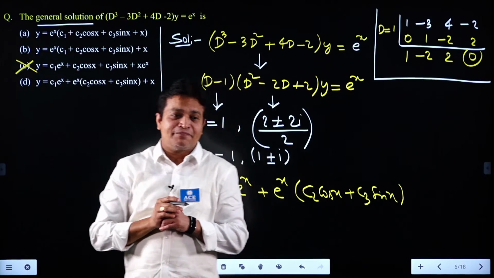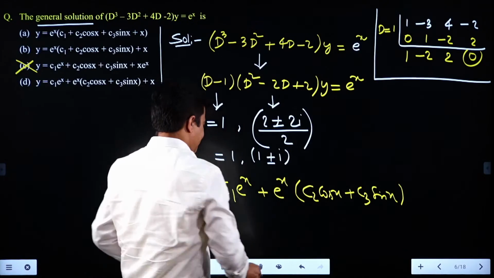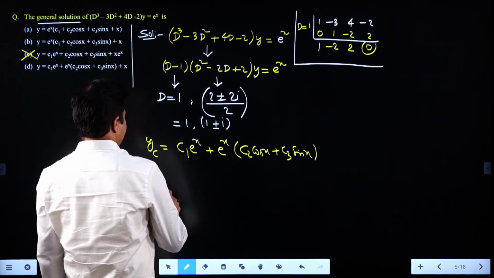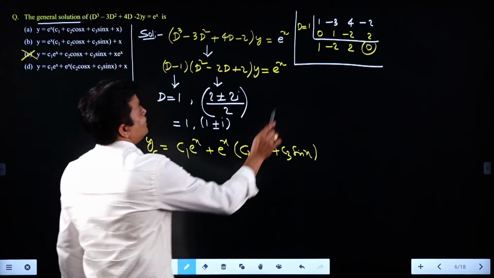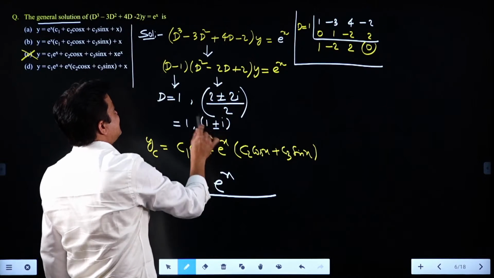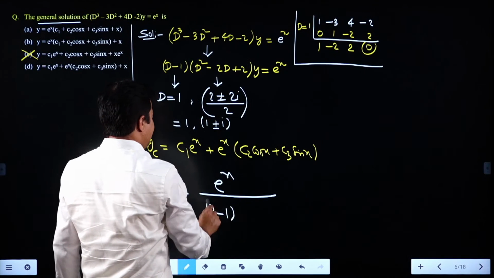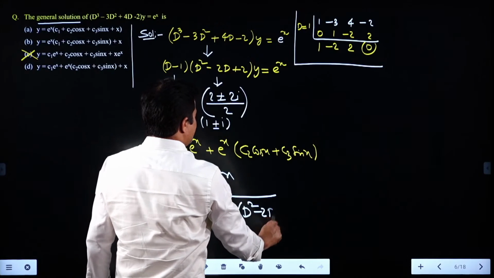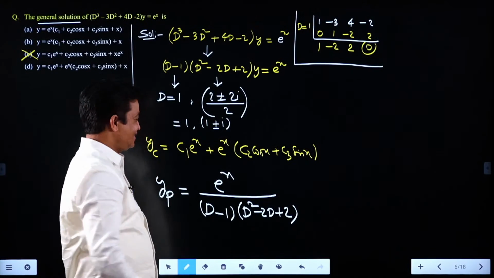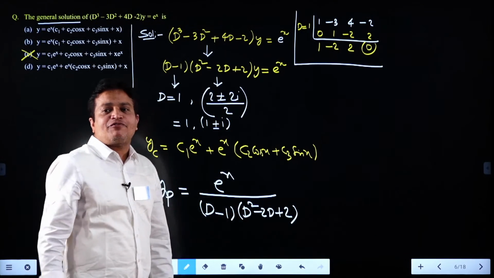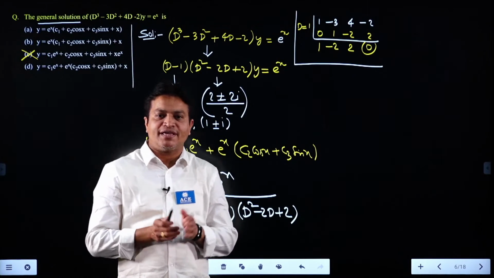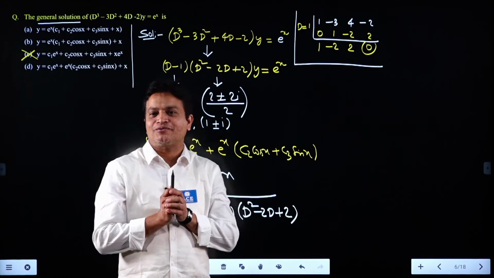Then the last term is very important. That is nothing but the yp part, the particular integral part. So let us see that. Yp equal to the right hand side, e power x by f of d. Whenever you have the factors, better you write the factors: d minus 1 into d square minus 2d plus 2. If it is e power ax plus b by f of d form, we can replace d by a in the denominator. F of d becomes f of a, provided the denominator should not be 0.